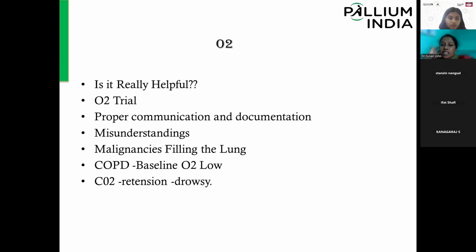Usually in COPD patients the baseline oxygen is low. Usually more than 89 percent in room air is sufficient for COPD patients. When we give more oxygen, it will result in carbon dioxide retention and the patient becomes more and more drowsy.